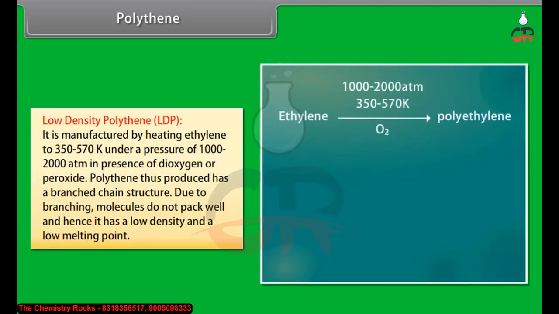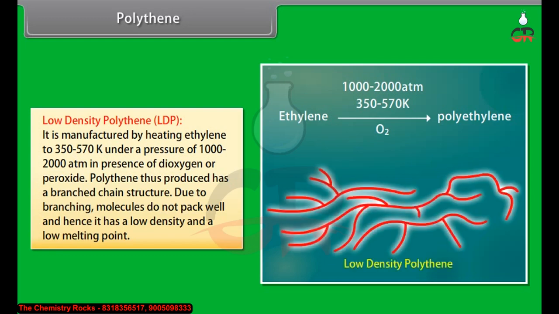Low-density polythene. It is manufactured by heating ethylene to 350 to 570 K under a pressure of 1000 to 2000 atm in the presence of dioxygen or peroxide. Polythene thus produced has a branched chain structure. Due to branching, molecules do not pack well and hence it has a low density and a low melting point.